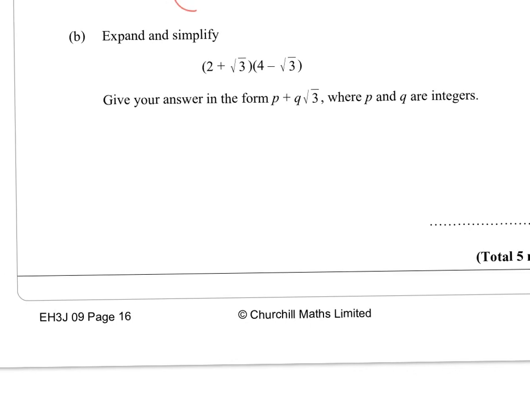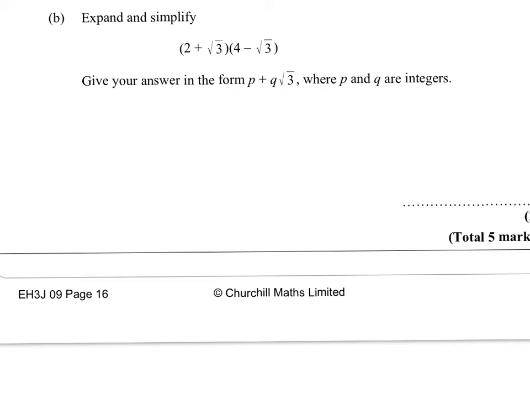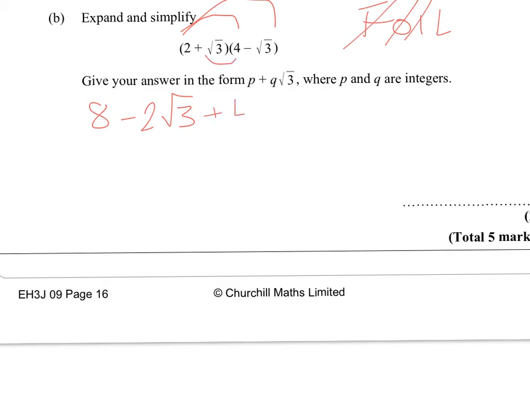Okay, B is a little bit harder. What we're going to do is expand some brackets, and the way that I teach that is using FOIL. It's just the order that we expand. First, 2 times 4 is 8. Then the outsides, 2 times negative root 3, which is minus 2 root 3. Then the insides, root 3 times 4, which is plus 4 root 3. And then the last, root 3 times negative root 3, which is minus 3.